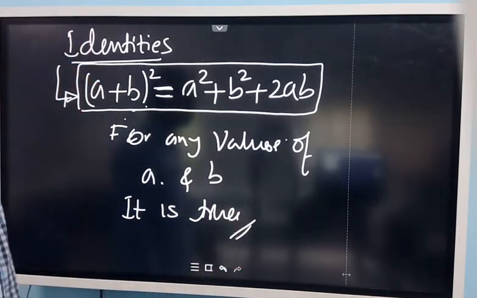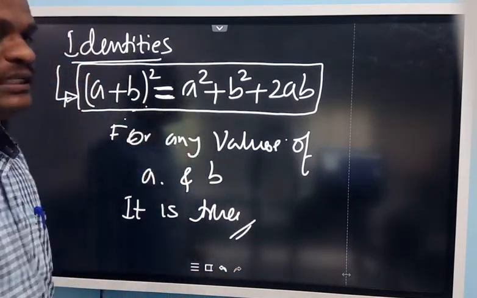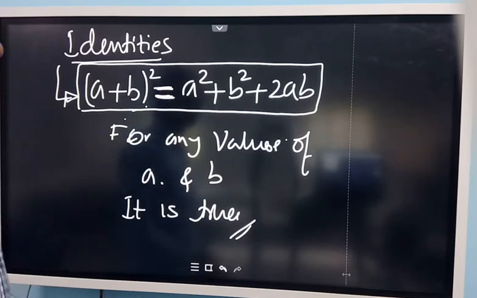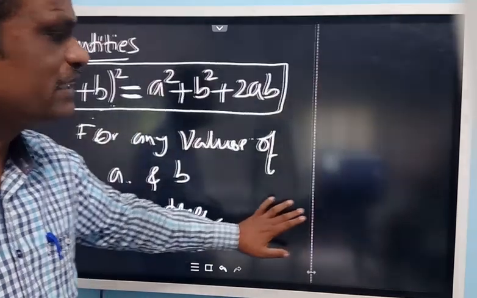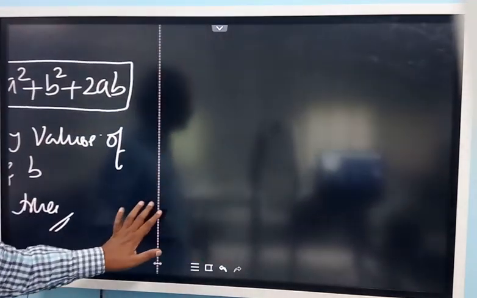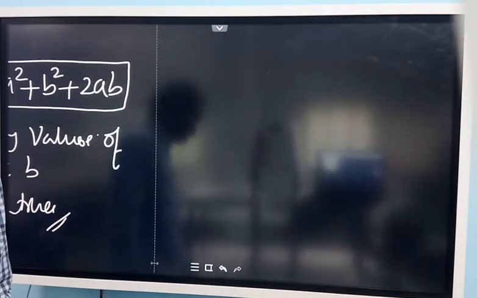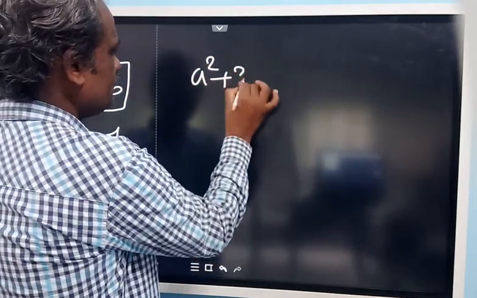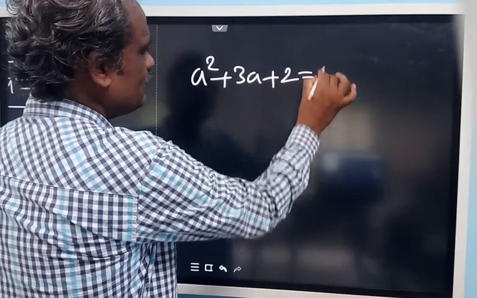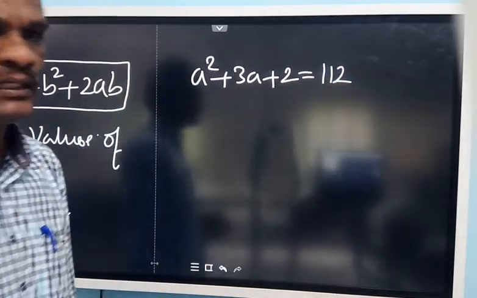Then what is an equation? Here we have an equal sign, so it is also an equation. Why then do we call it an identity? Because it is true for all. Then what about an equation? An equation will not be true for all values of the variables. I will give one equation. Look at this: a square plus 3a plus 2 is equal to 112. It is an equation now.